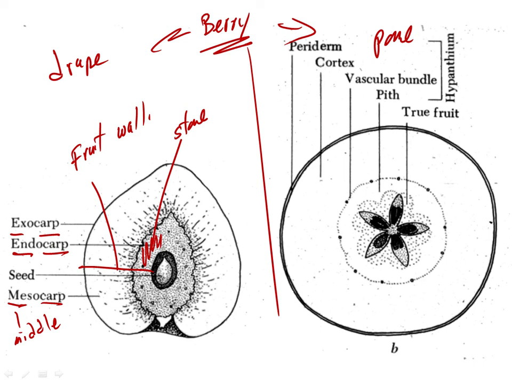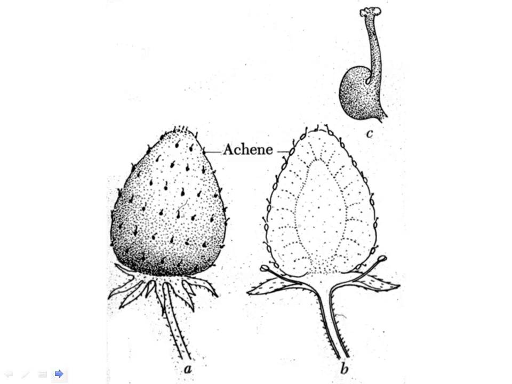The pome on the other side, this other kind of berry, it's just a fleshy fruit. I'm not going to go into any more detail about it than that, but you can see here are the five locules, which means there were five carpels. And you'll see a cross section like that in lab. Okay, two more types of fruits and we're done. We'll just finish up. This is an aggregate fruit.